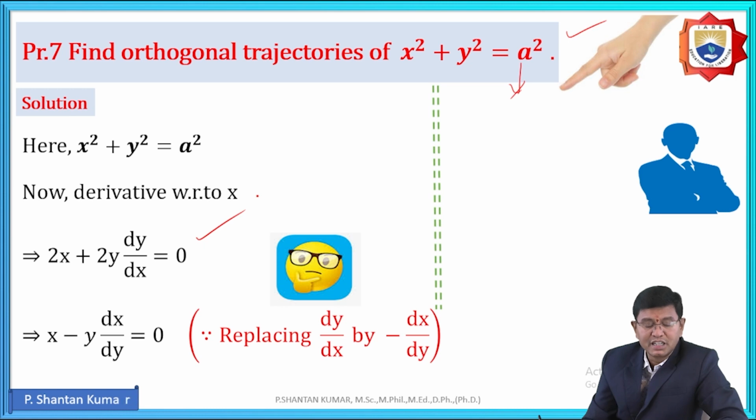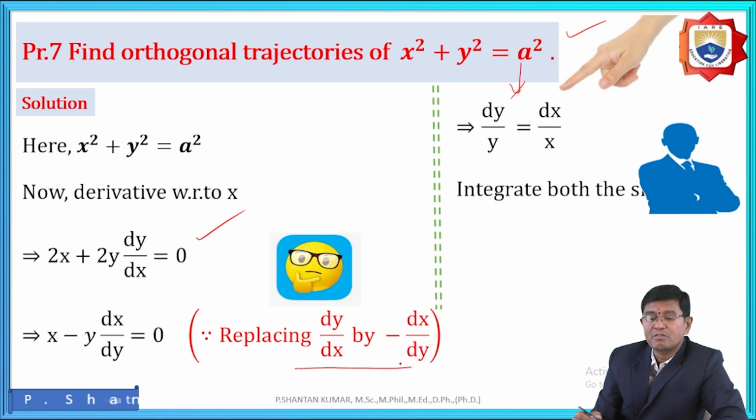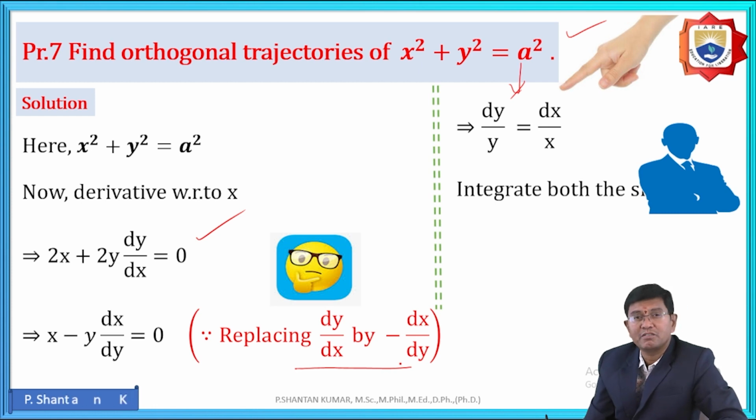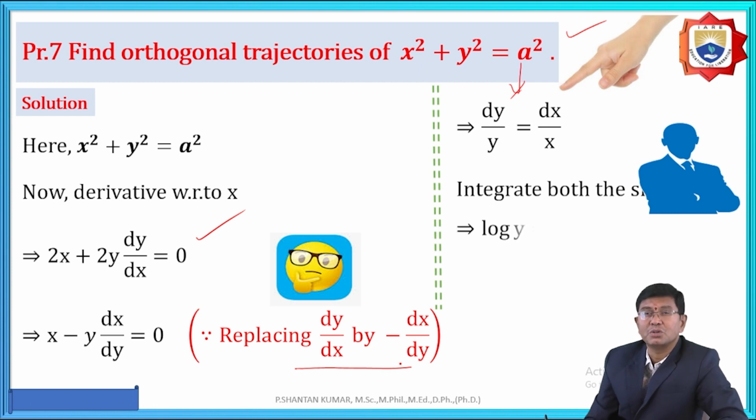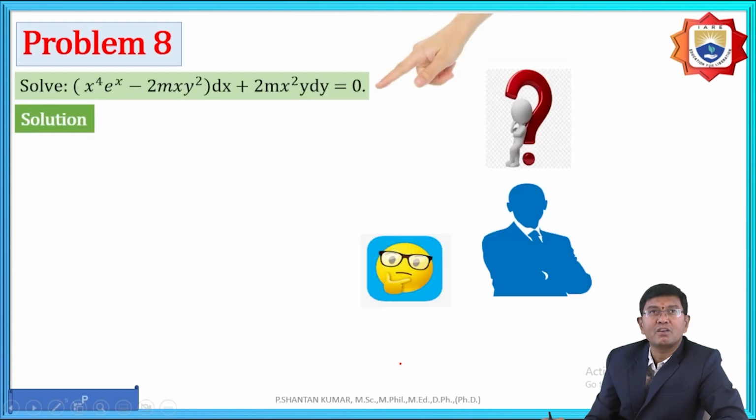Here x - y·dx/dy = 0. After replacing dy/dx with -dx/dy, we find the solutions. After separating the variables, log y = log x + c, that is y = x + c is the solution. That is no problem: y = x, or y = x + c, or y/x = c by taking the logs.